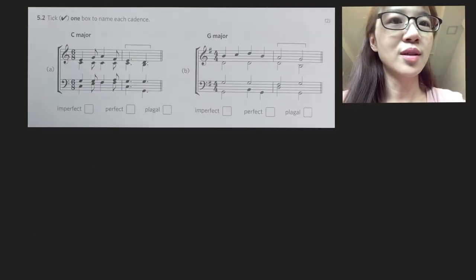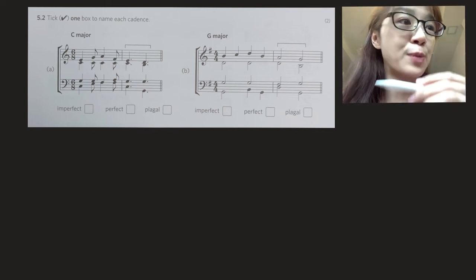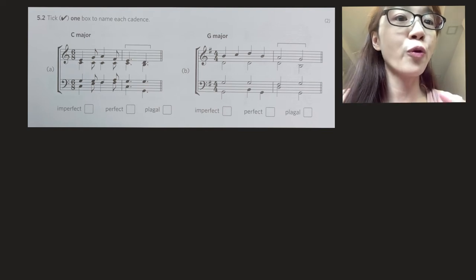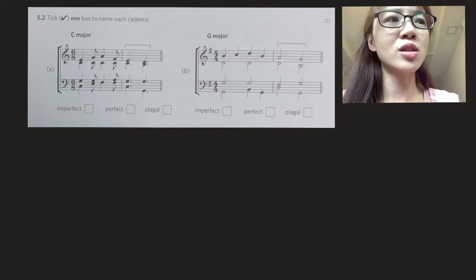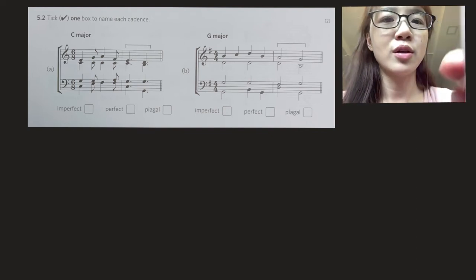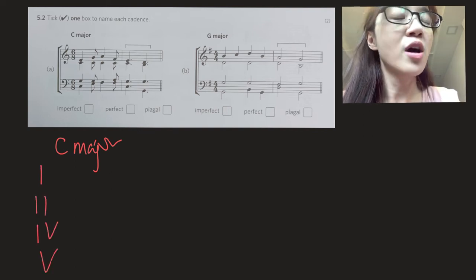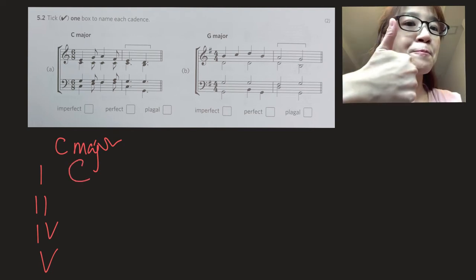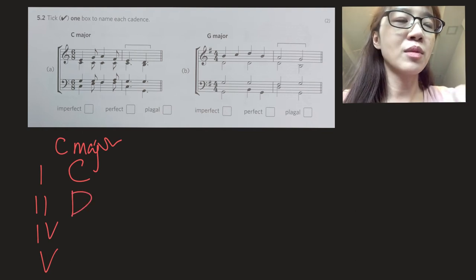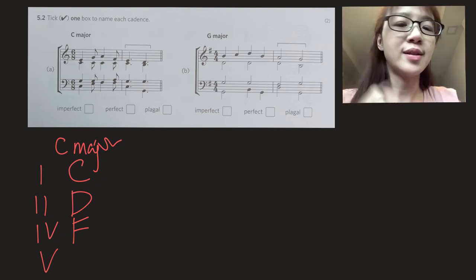For this question, the key is given. So what you need to do is build the chords 1, 2, 4, 5, and all the notes for the chords are given. So you just need to, it's very straightforward. So let's build the chords. C major, chord 1, 2, 4, 5. First, write down the first notes for each chord. This is C, D, you don't have E, you have F, and you have G.